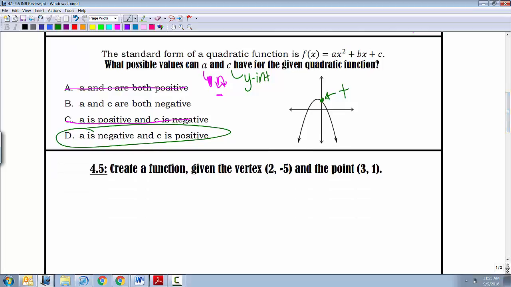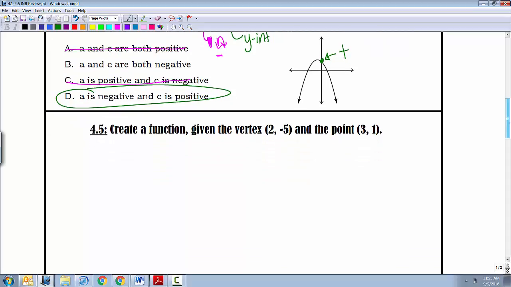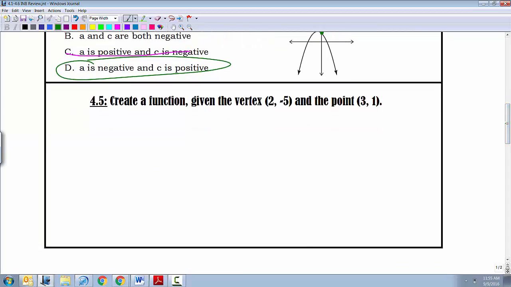Okay. Create a function given the vertex and a point. So this was a toughie for you guys. Lots of solving, but we had 3 steps doing this. Step 1. Remember, we had it always in vertex form. The more you write it down, the more you will remember it. If I give you the vertex, you should automatically think vertex form.